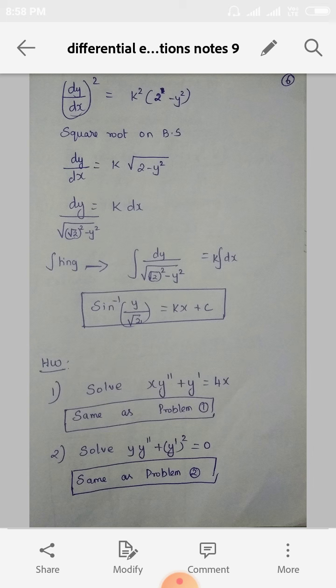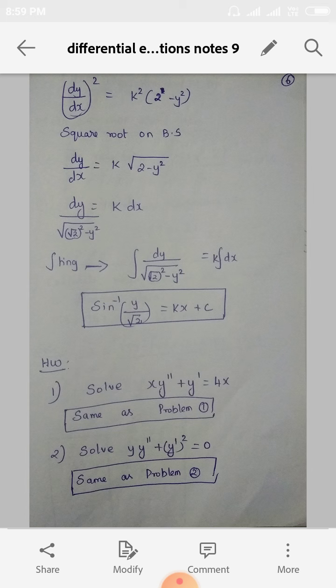integral dx. So, what do we know, the formula? Integral dx by root of a square minus x square, that is nothing but sine inverse of x by a. So, same one. In the place of x, we have y. In the place of a, we get root 2. So, sine inverse of y by root 2 is equal to kx plus c.